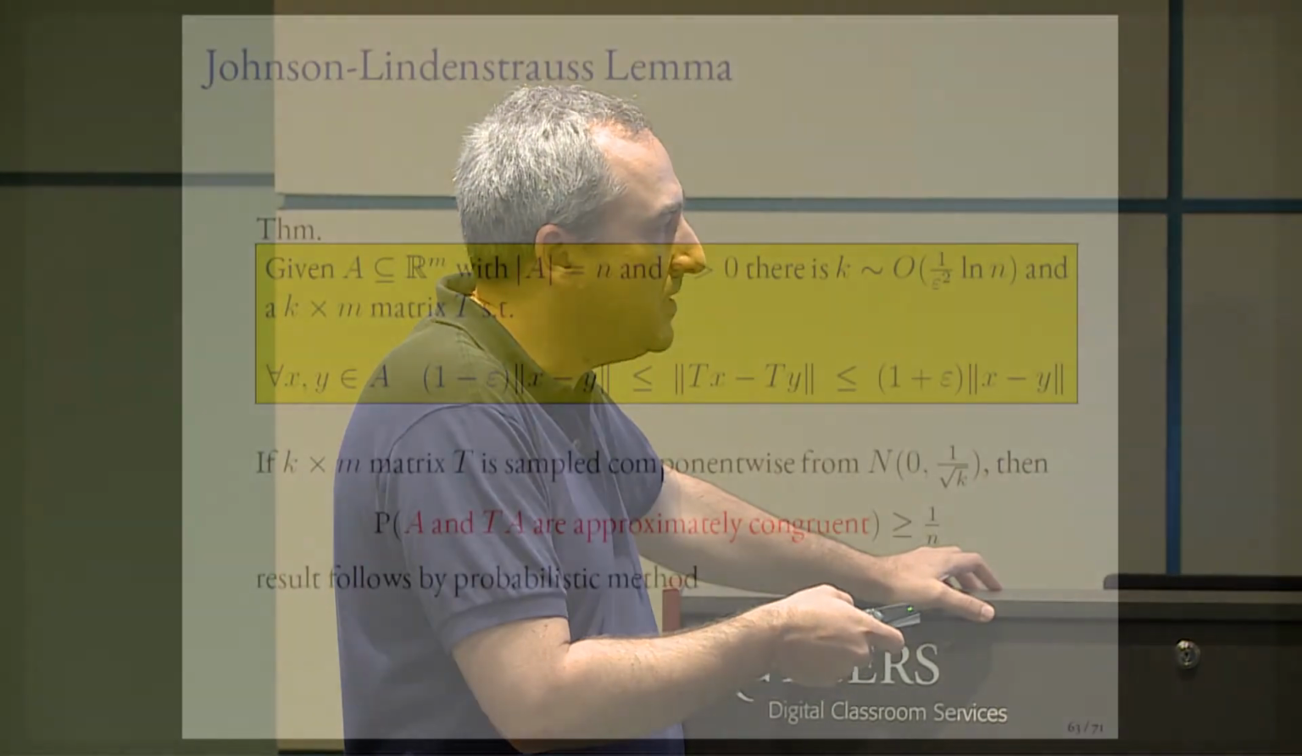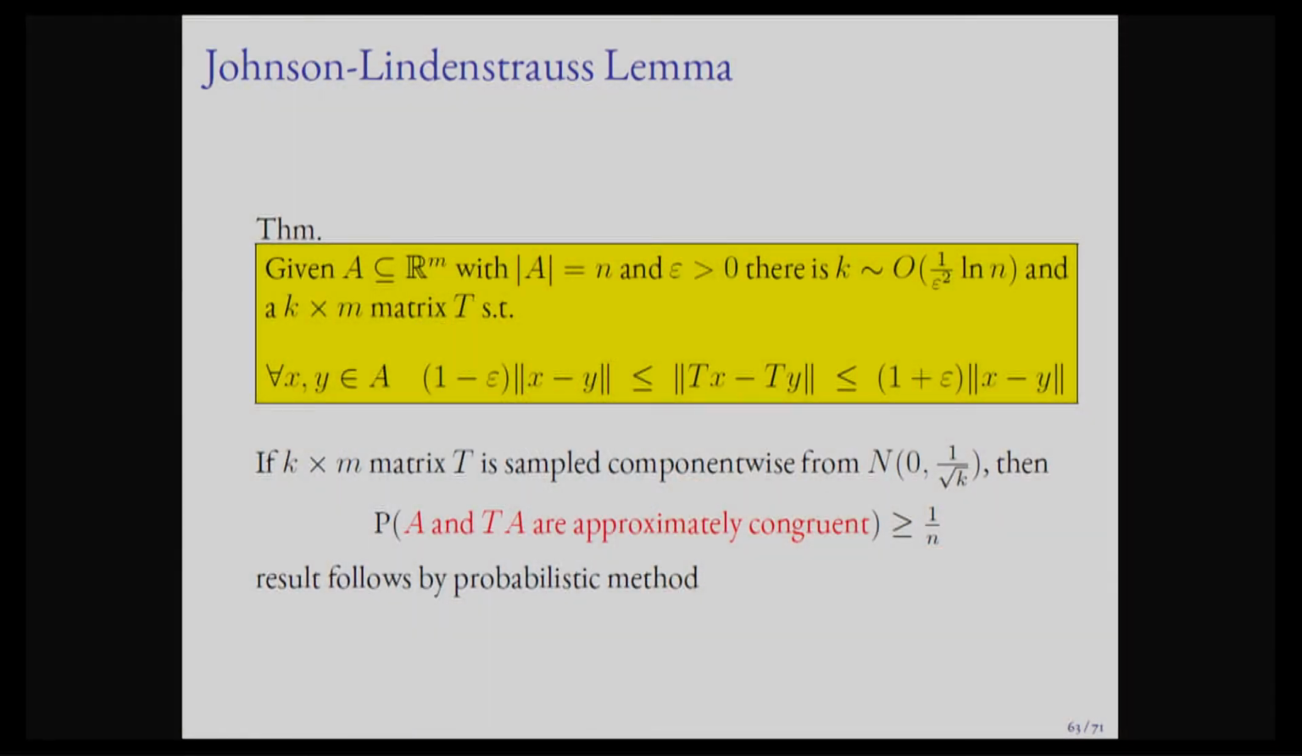Anyway, so this Johnson-Lindenstrauss lemma, the T is sampled as I told you before, and the probability that A and T are approximately congruent exceeds 1 over n. This is not an easy proof getting to here, but once you're here, you invoke the probabilistic method, and then you conclude that this T exists.